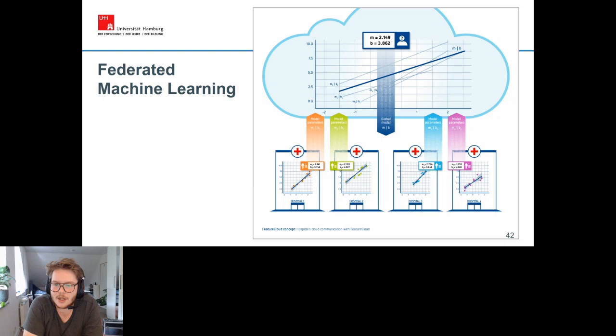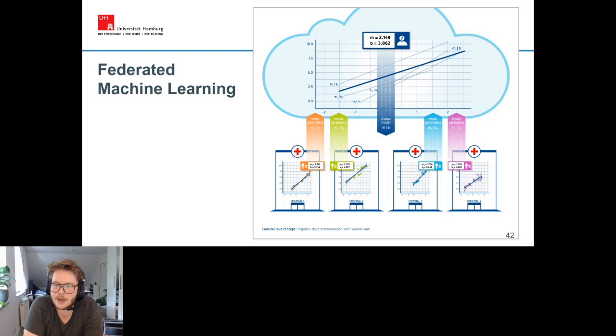So in this case, we have a linear regression. We can see that each hospital has their own colored data points. These are the small colored dots, and they compute one slope, and at the end they just share the slope parameters and receive a global model.